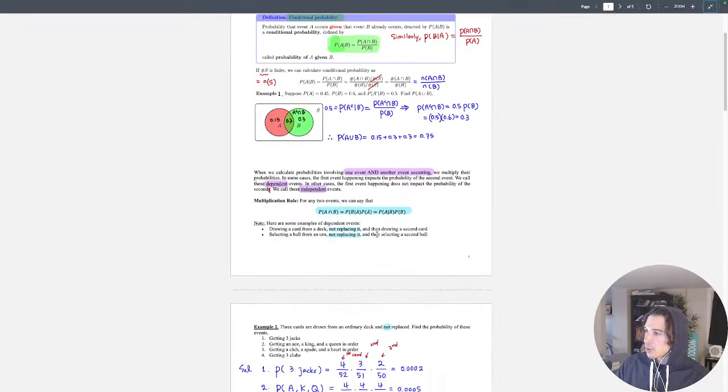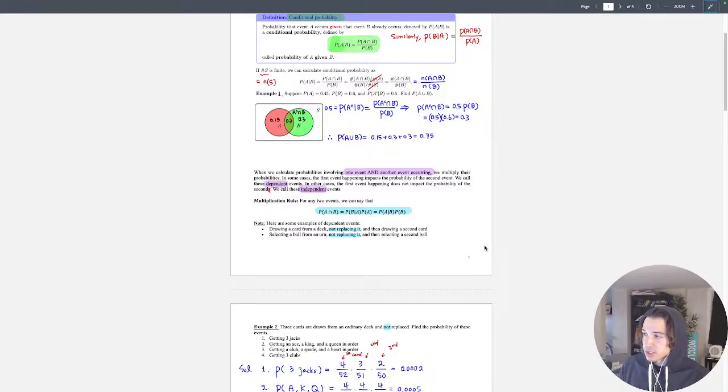When we calculate probabilities involving one event and another event occurring, we multiply their probabilities. In some cases, the first event happening impacts the probability of the second event. We call these dependent events. In other cases, the first event happening does not impact the probability of the second. We call these independent events.